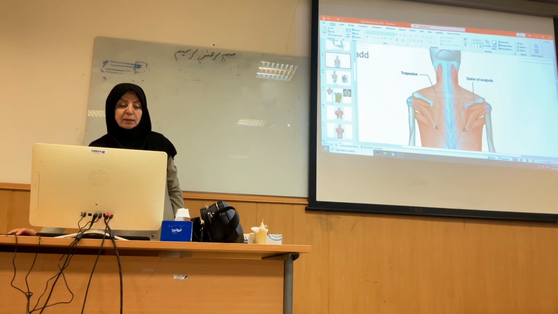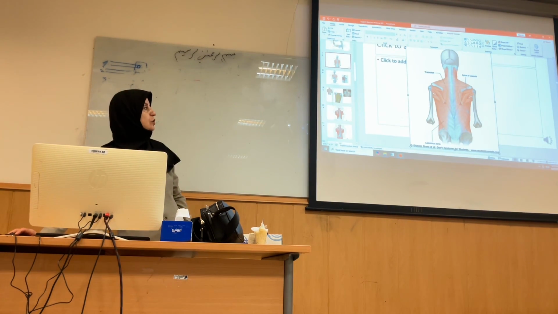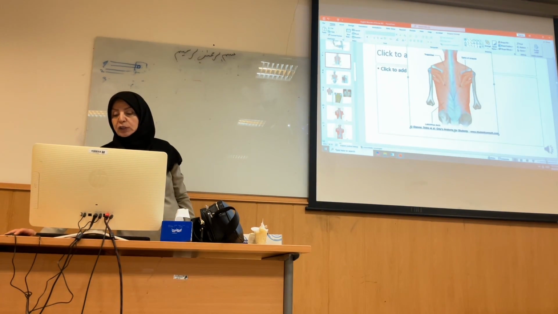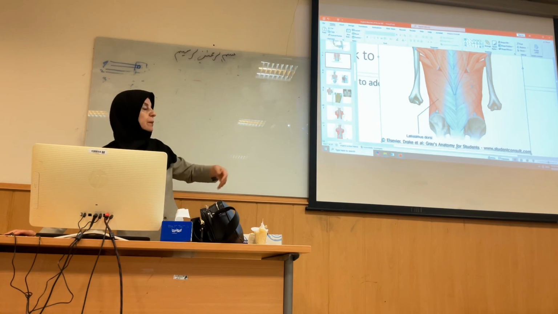Now, another muscle that is visible here, a very broad and large muscle, is this muscle. What's the name of this muscle? Latissimus dorsi. We can call it this broad and large muscle. What about the origin? To be able to remember the origin according to the picture.